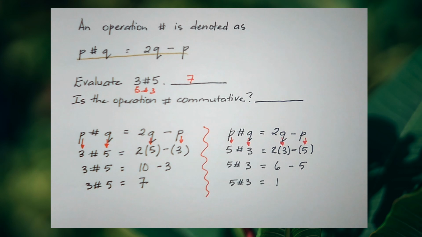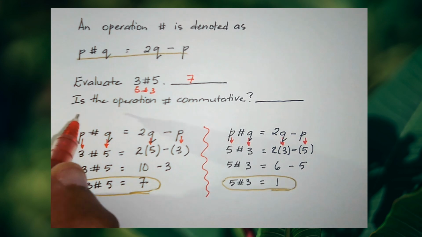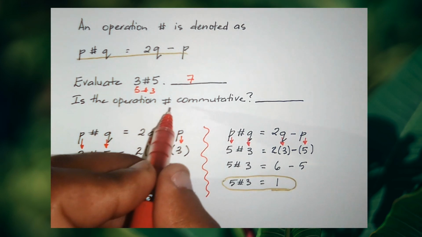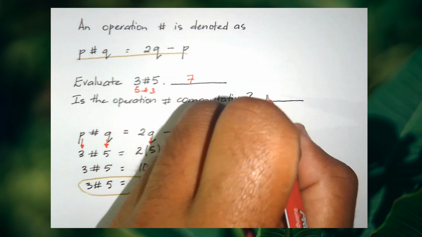Good. So let's compare. We have 3 number sign 5 being equal to 7 and 5 number sign 3 being equal to 1. Are they the same? Obviously not. So, is the operation number sign commutative? No.